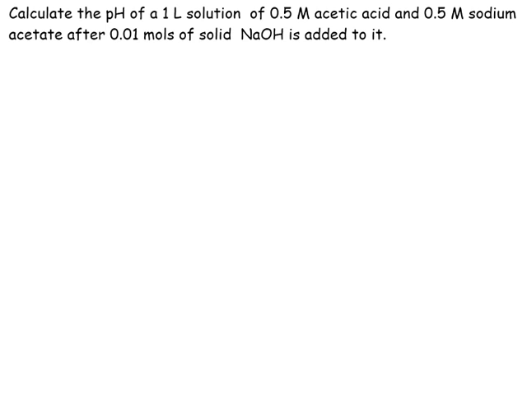So this time you want to calculate the pH of a 1-liter solution of 0.5 molar acetic acid and 0.5 molar sodium acetate after 0.01 moles of solid sodium hydroxide is added to it, and I forgot to write the Ka for this, so I'll just write it down right now.